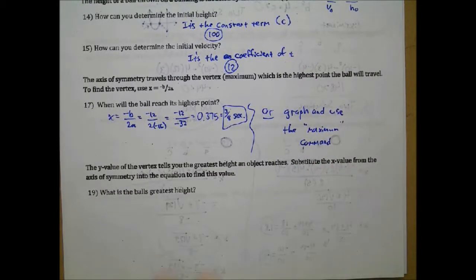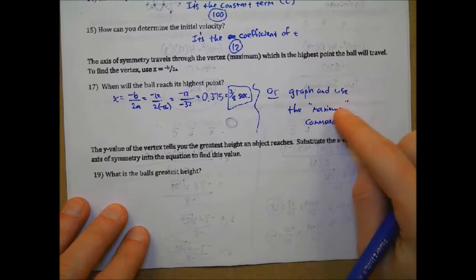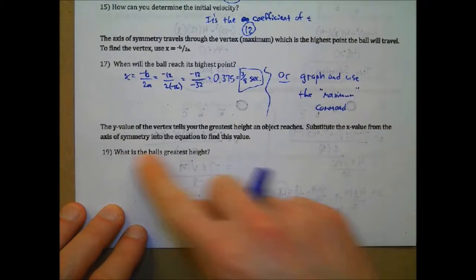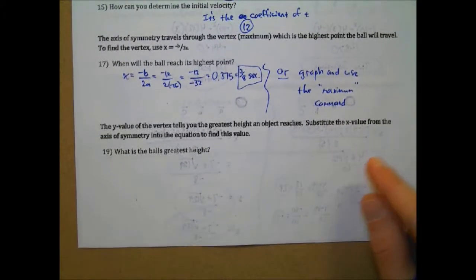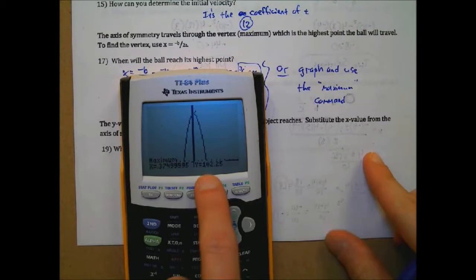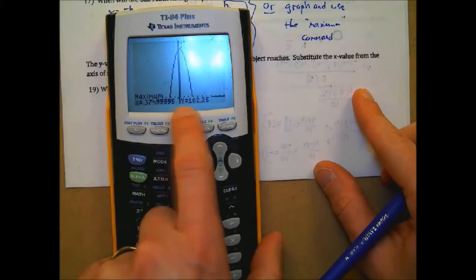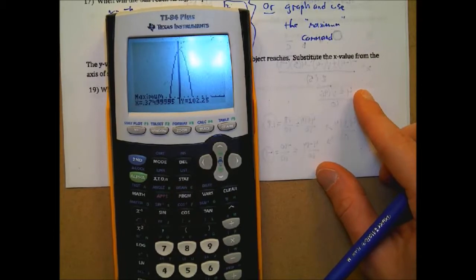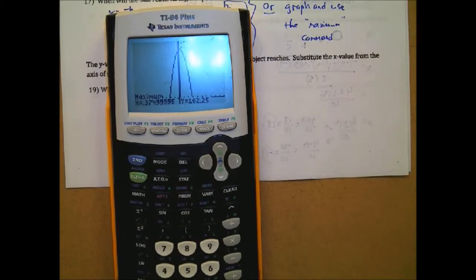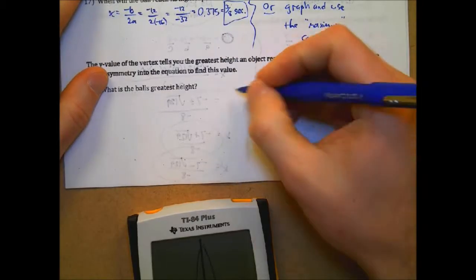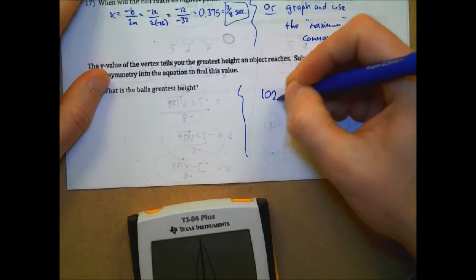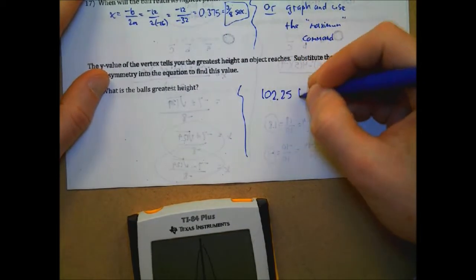Now, the beauty of doing that on the graphing calculator is we also have the answer to this question: what is the greatest height of that ball? Well, I already got it when I did my maximum. What's the height of the ball at that highest point? 102.25 is the answer. And I think that's going to be in feet as well.